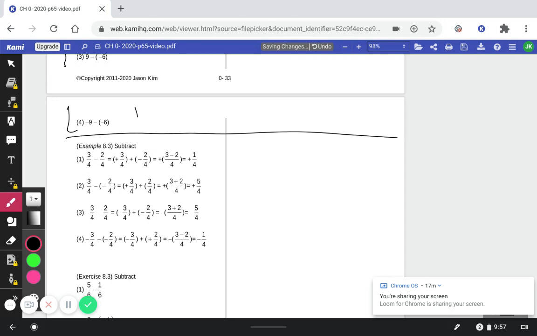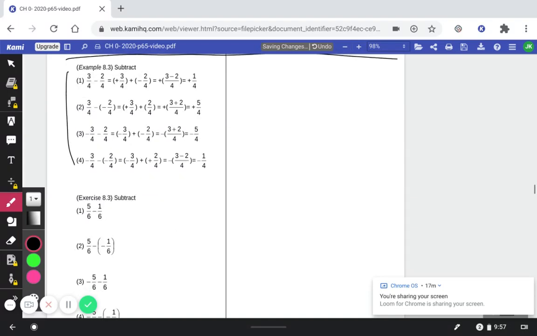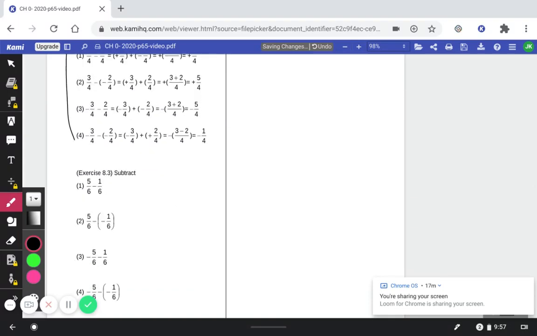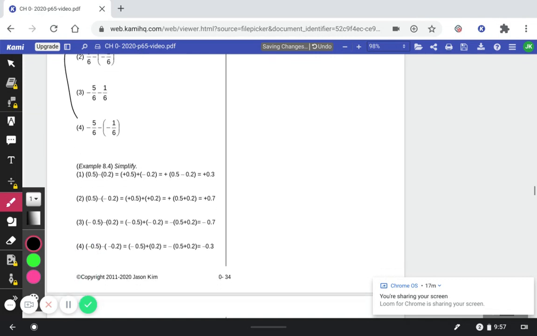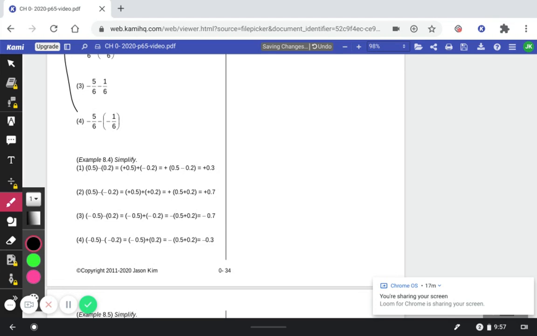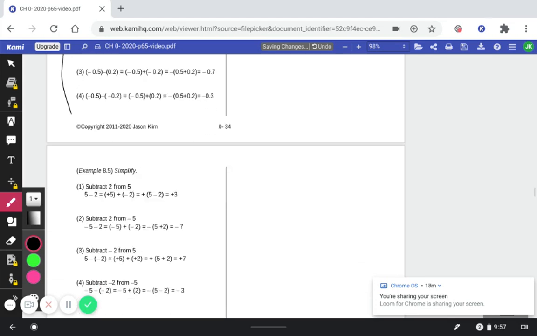Now, next example is a subtraction of signed numbers. And practice of it. So if you can handle that, please do that, as well as subtraction of decimal numbers. So read that and do some practices.